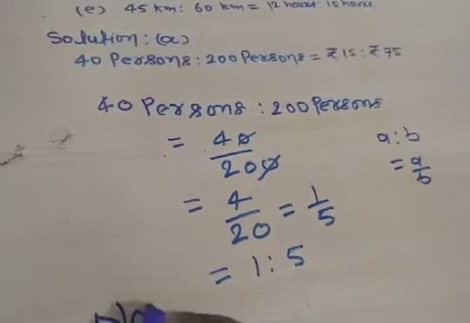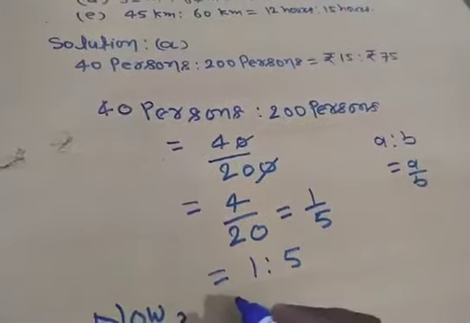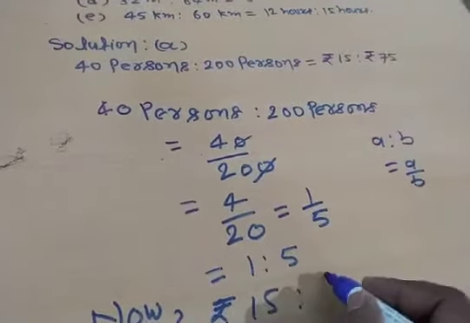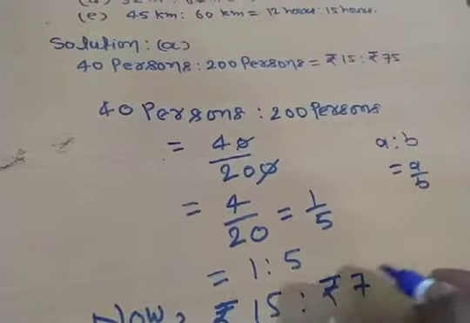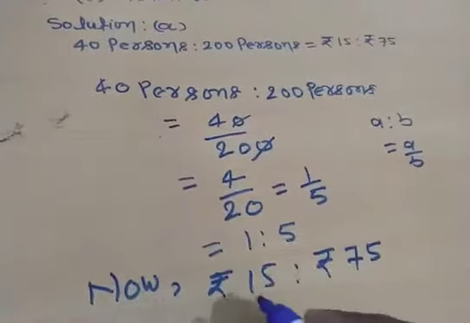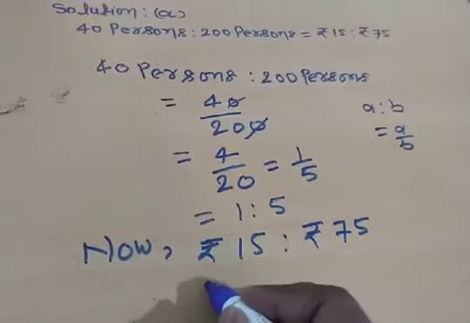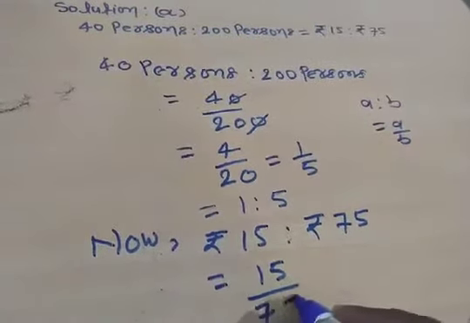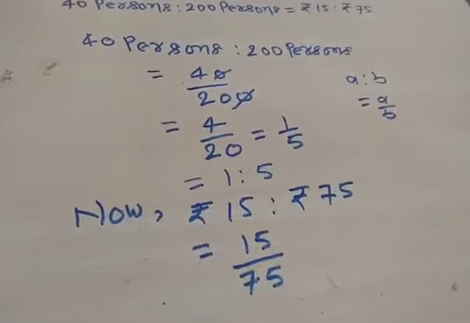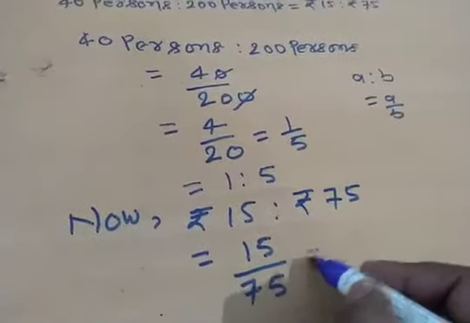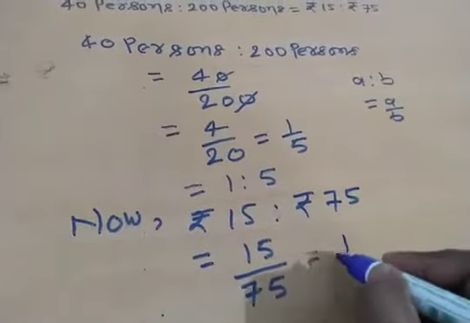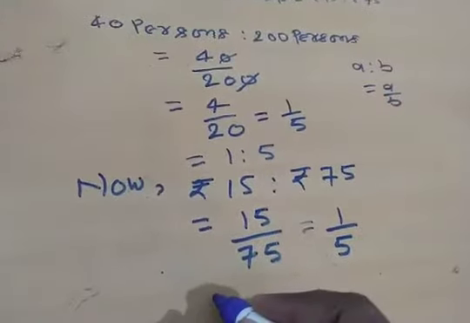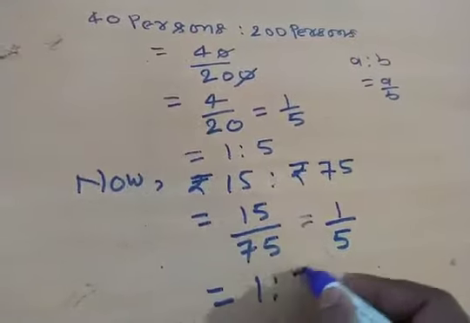Now the right hand side is rupees 15 ratio rupees 75. Clear? And we can write it 15 by 75. So students, simplify it: 15 times 1 is 15 and 15 times 5 is 75. So this ratio is equal to 1 ratio 5.